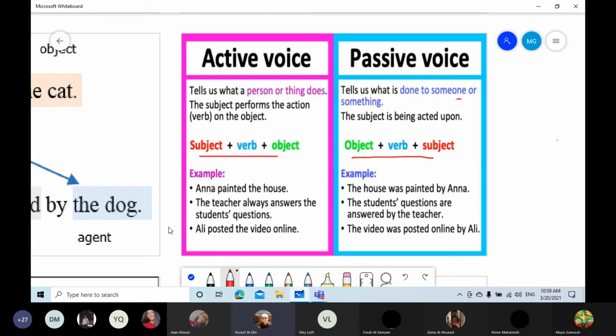In the active sentence, Ali is the doer, the action, which is post the video online, and the object is the video online. And in the passive sentence, we put the object at the beginning. And the subject, which is Ali, at the end of the sentence. So our passive sentence will become, can you read it, please? The video was posted by Ali, and in the passive sentence, the verb to be is was because the subject is singular. Thank you, dear. Yes, that's 100% correct.